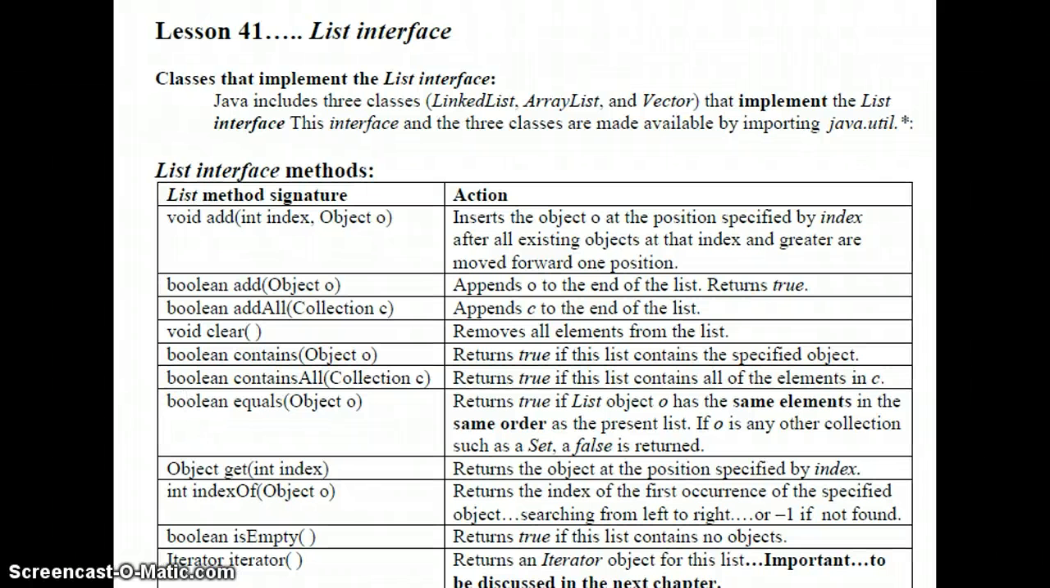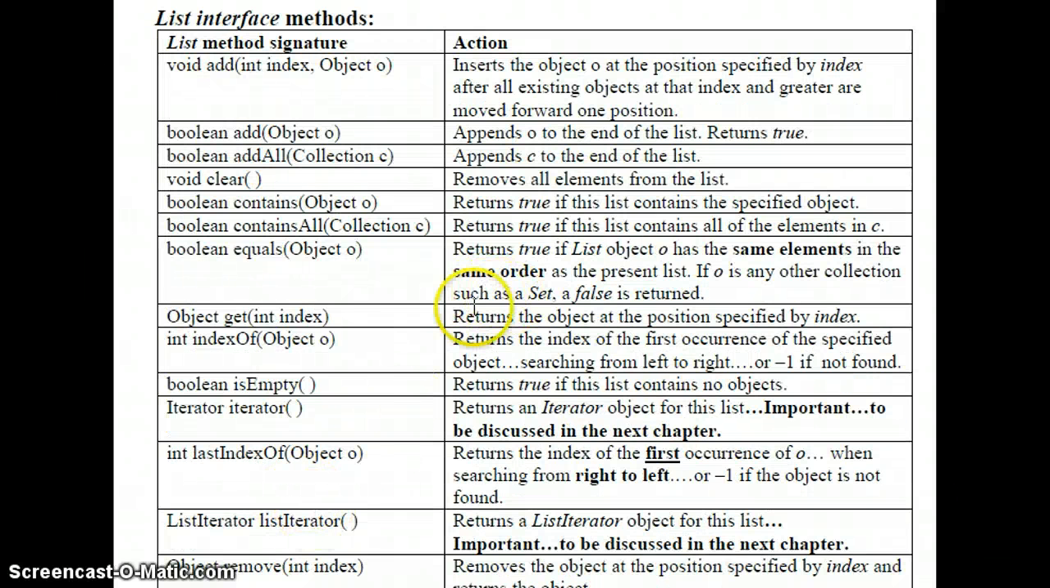Now, in order to use list interface, you have to import java.util. So the interface is a bunch of methods that are going to be implemented in another class. The most important thing for you to remember about list interface is that it only works with objects. So if you want to put an int in here, use your wrapper class to turn that int into an int object, and then you'll be able to use list interface for it.